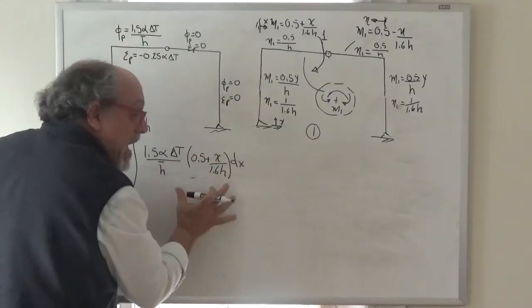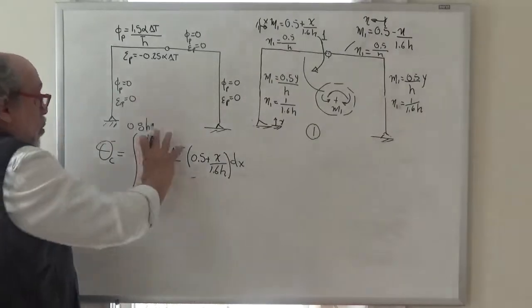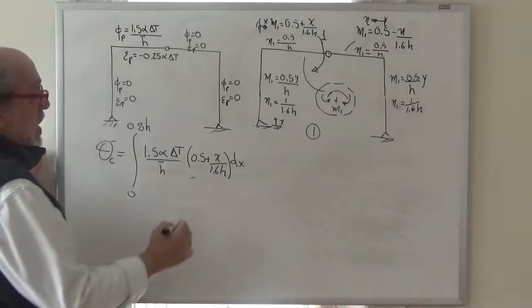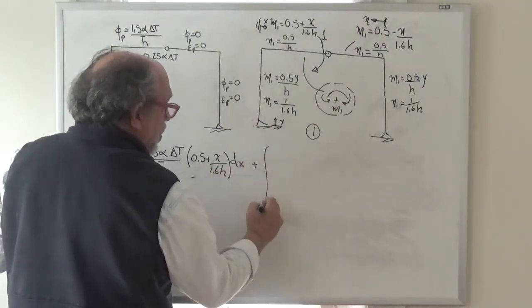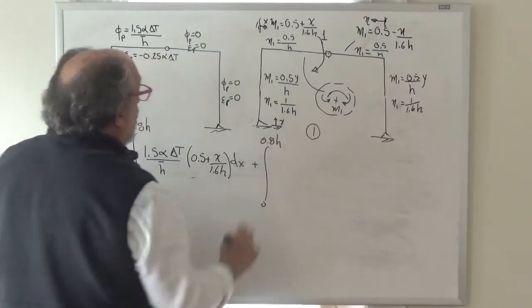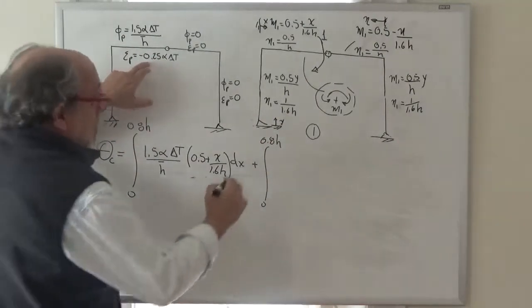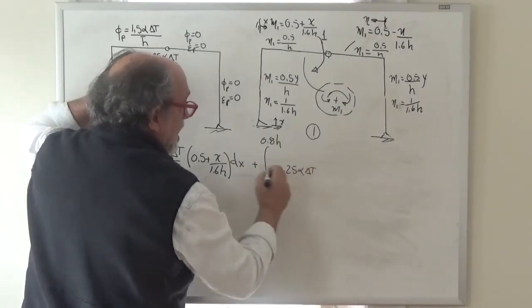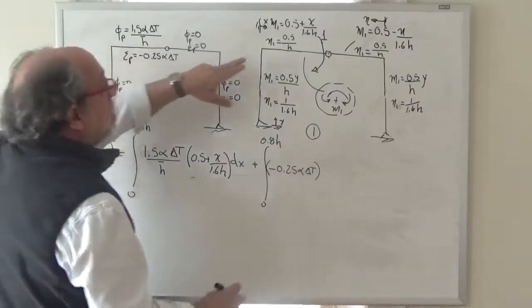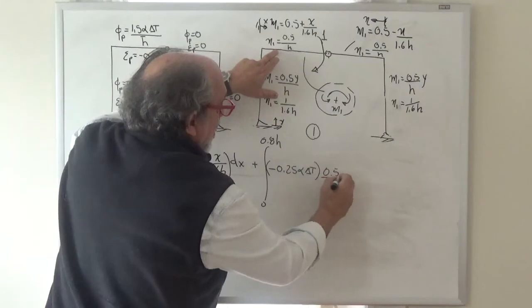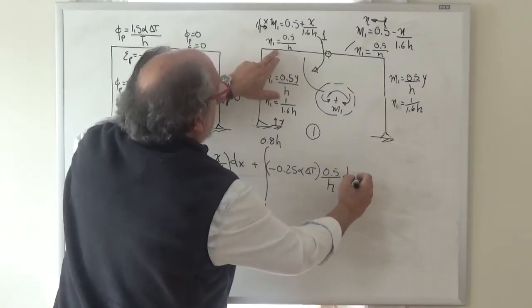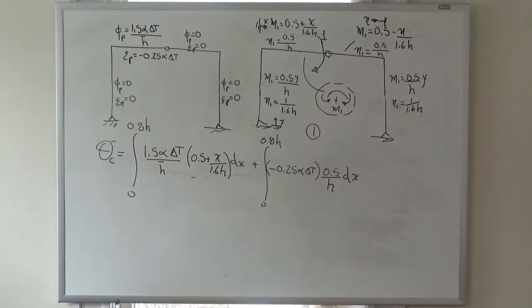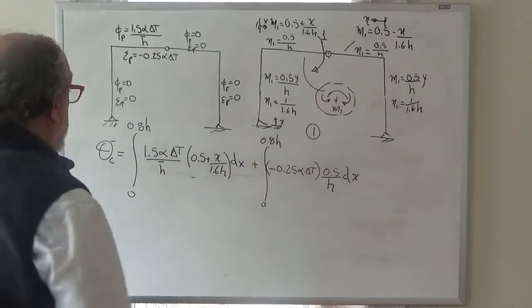Notice that it's not over EI again or something like that, right? There is no over EI. This is already the curvature. That's the bending part, and then plus the integral from 0 to 0.8 H of the axial part, which is minus 0.25 alpha delta T multiplied times 0.5 over H dx, and that's it, right? You substitute the values, do the integrals, and that's it.